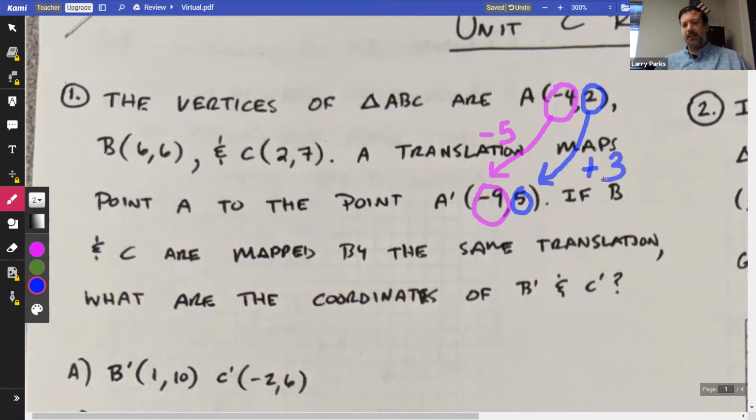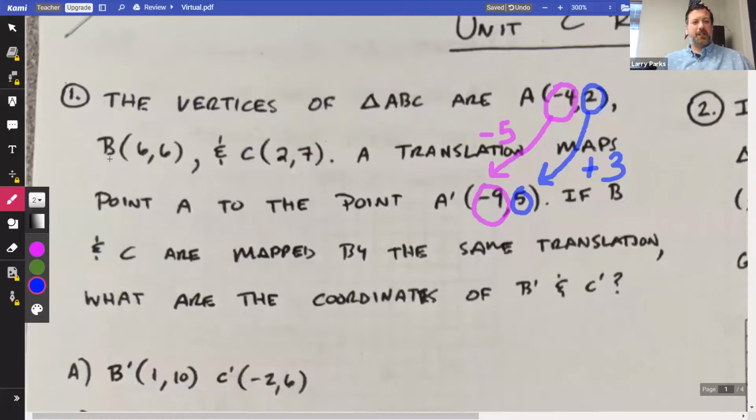Now, how did I know to look for pluses and minuses? It's because they're calling this a translation. And so that's all translations do, is just move. So I found the rules. You subtract 5 from the x and you add 3 on the y.